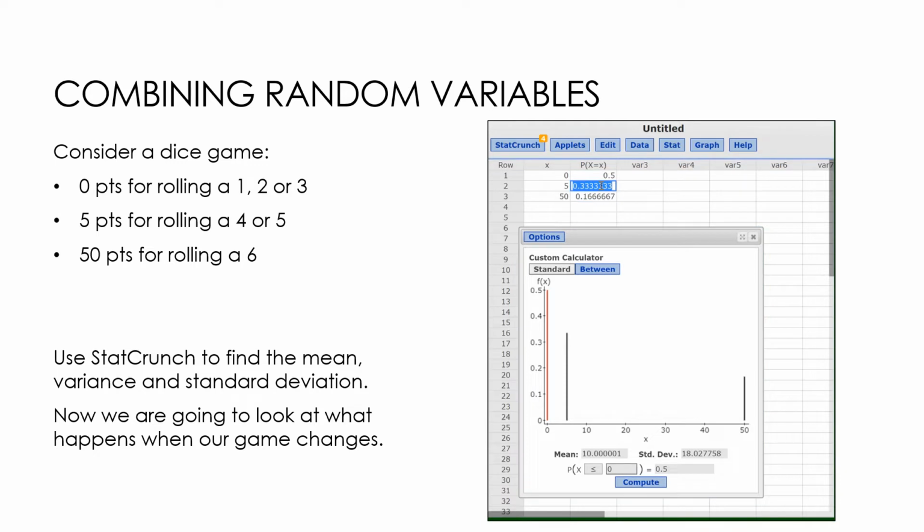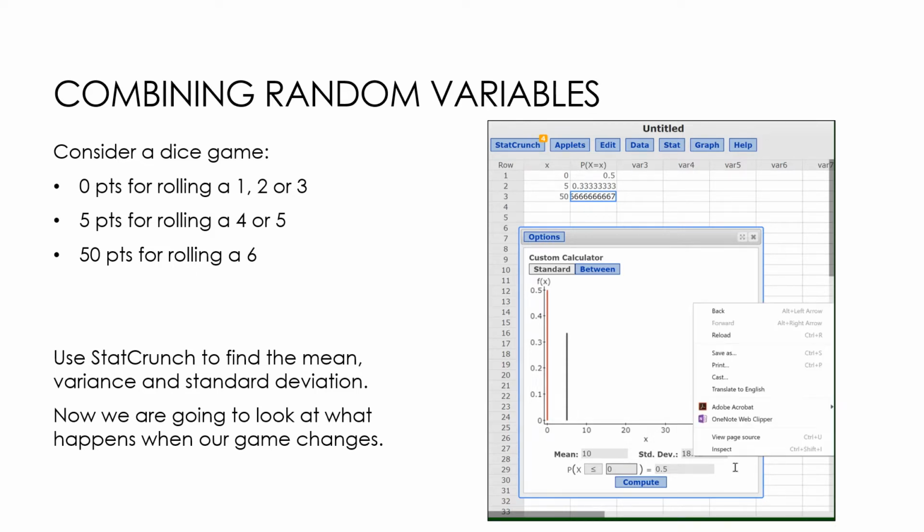18.02. And if I want to be more precise, I can do 0.333333 and put some more 3s and 0.166666667, and then I can refresh, and that makes me feel a little bit happier because now the mean is 10 and the standard deviation is 18.027756. How would I find the variance? Because notice I'm asked to find the mean, variance, and standard deviation. Well, I would take the standard deviation right here, and I would square it, and that would give me the variance.